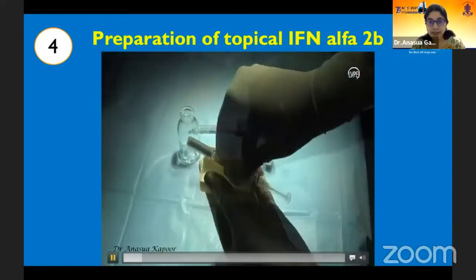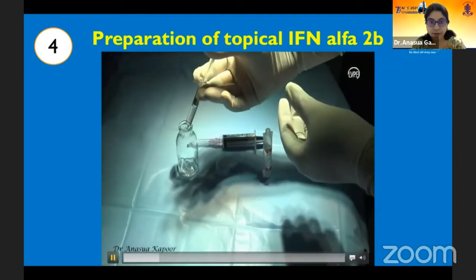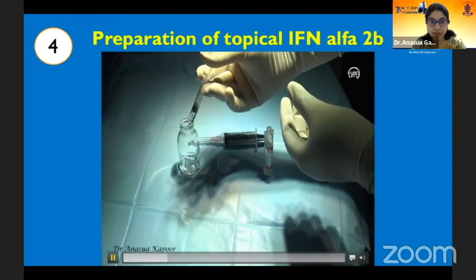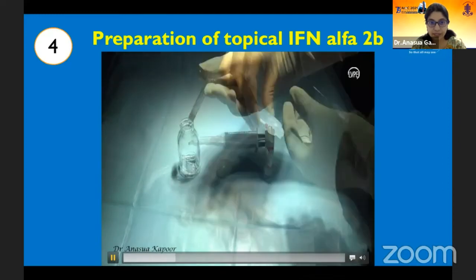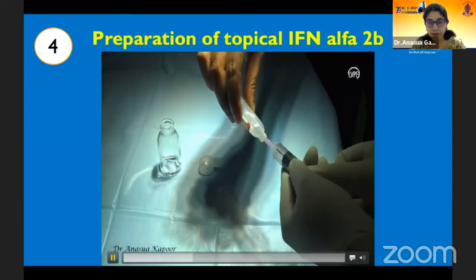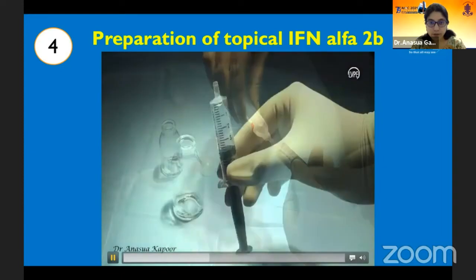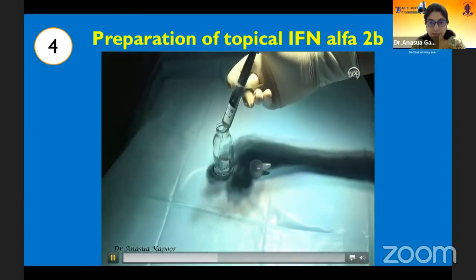So on the aseptic precautions, we prepared this. This is the pre-filled syringe of 5 million international unit. I'm emptying it in a sterile vial. I'm taking distilled water, 4 ml, which is again being emptied into the same vial.